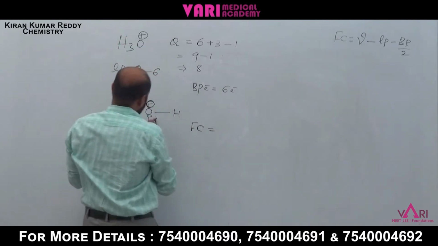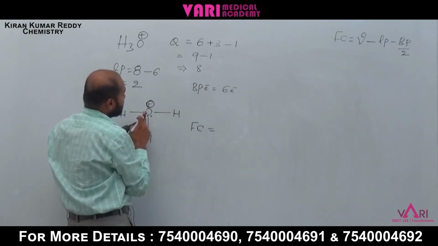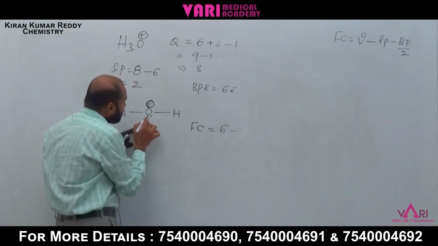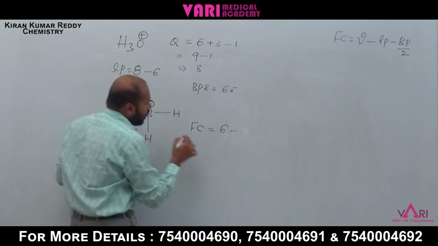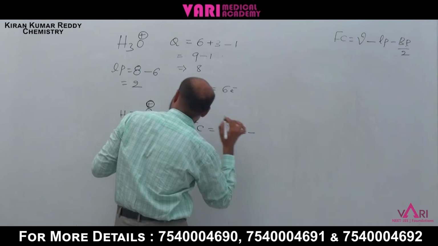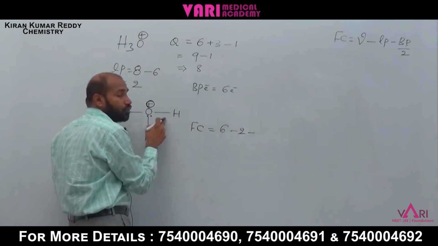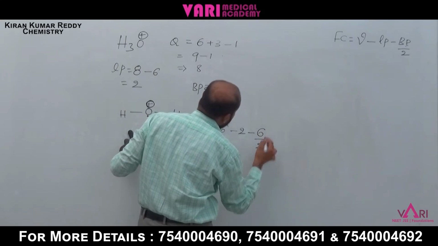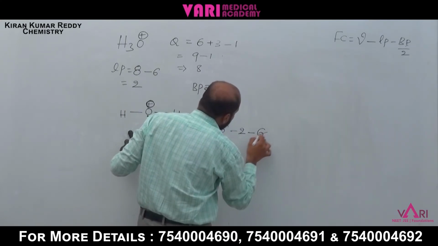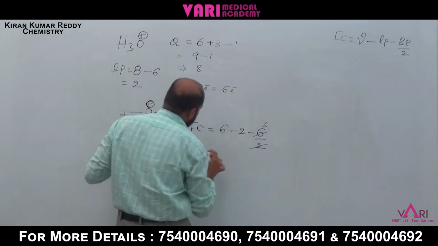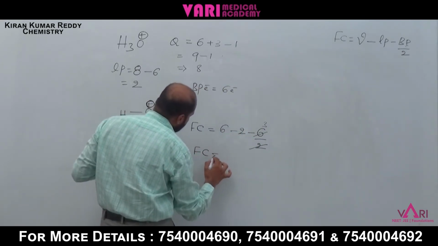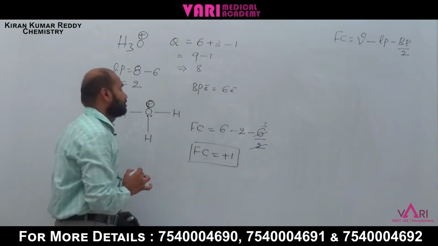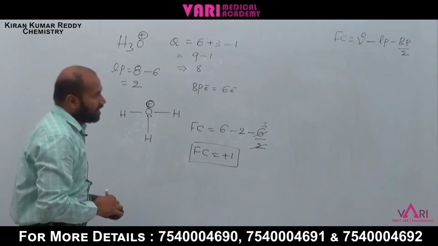Now what are the valency electrons present in oxygen? 6. 6 minus how many lone pair of electrons? 1, 2. 2 valency electrons minus how many bond pairs? 1, 2, 3. 3 twos are 6. 6 minus 2 by 2, bond pair electrons by 2. 6 by 2 is 3. 6 minus 5. Now the formal charge is equal to plus 1 on the oxygen atom.